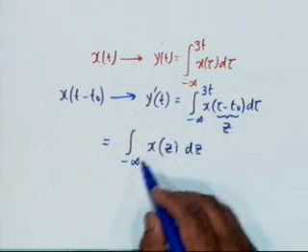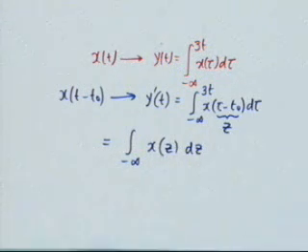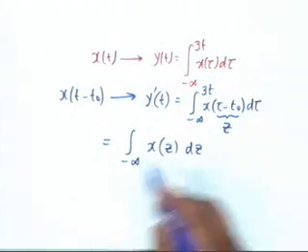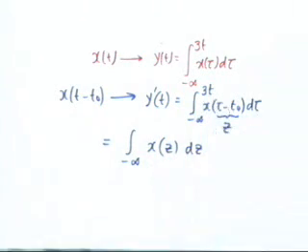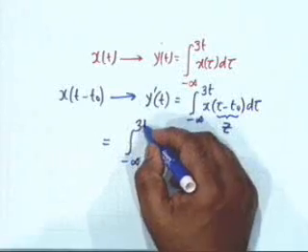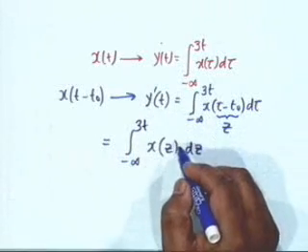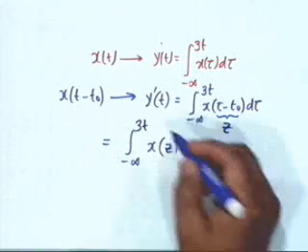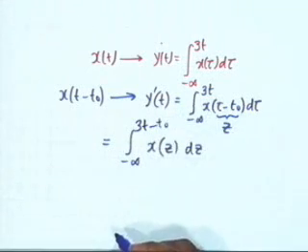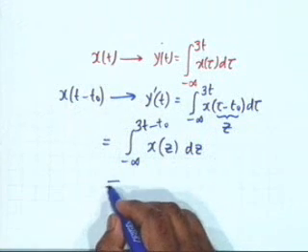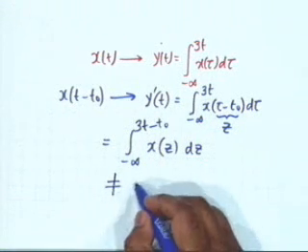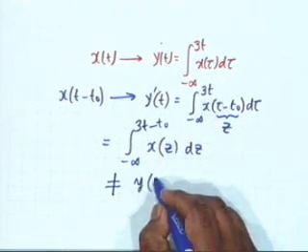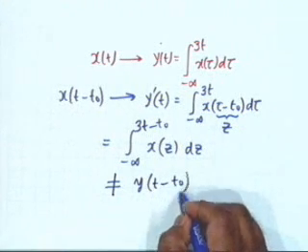If tau is minus infinity, obviously z is also minus infinity. If tau is 3t, then z is 3t plus t0, or minus t0? Minus t0. All right. And this is not equal to y of t minus t0.